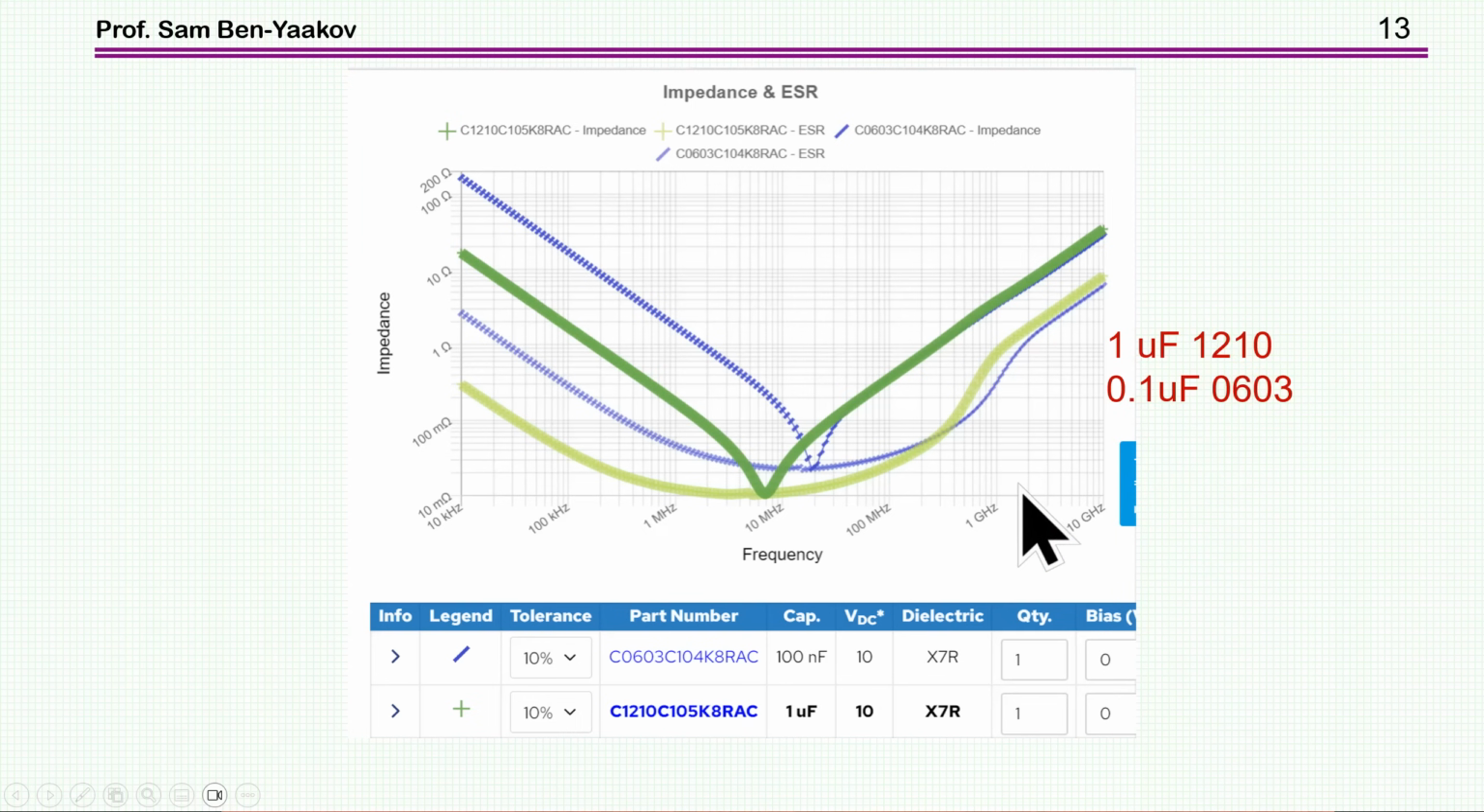Still, even for this difference, we see here the impedance of the 0.1, we see the impedance of the 1 microfarad, and then there is a region here, this region here, where the impedance of the 0.1 microfarad is indeed lower than the impedance of 1 microfarad. Well, you see that that's really not that significant.